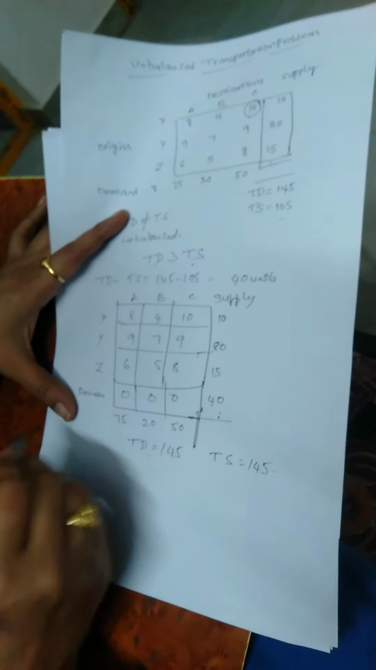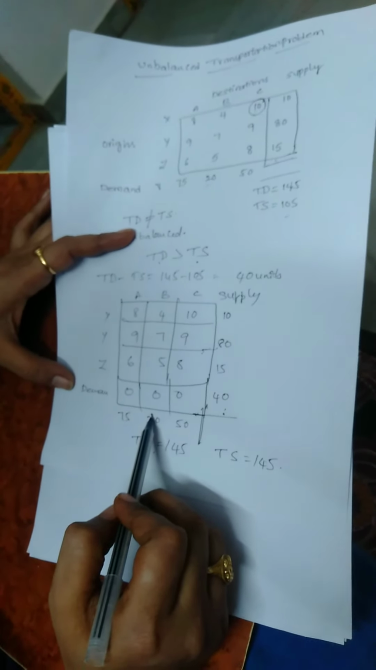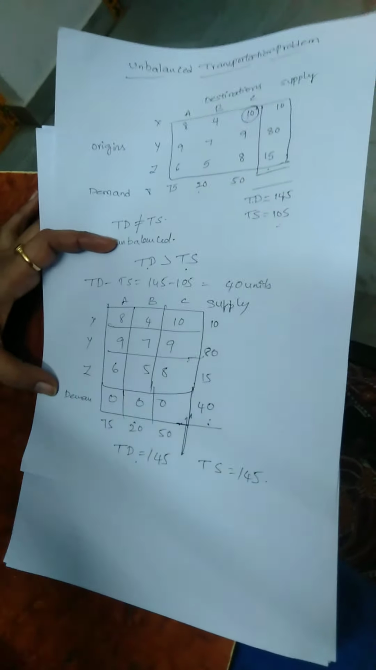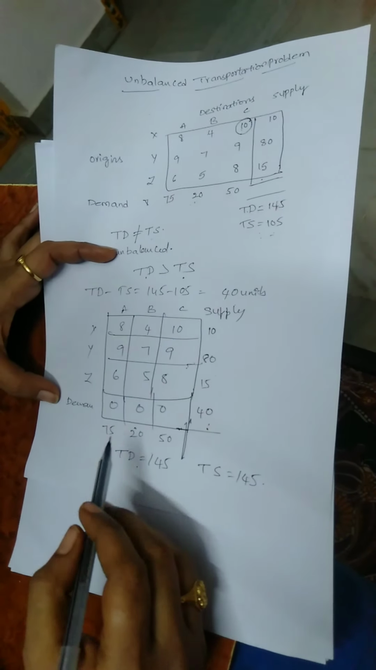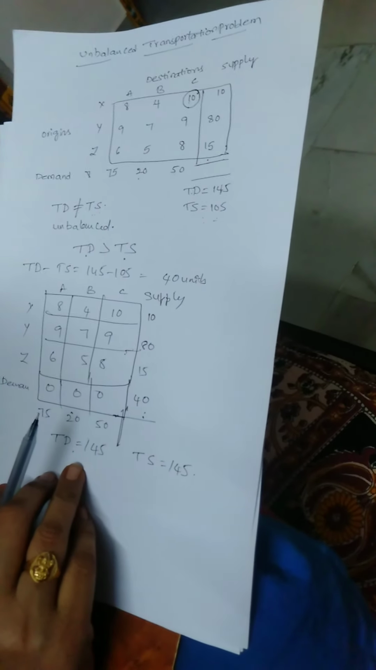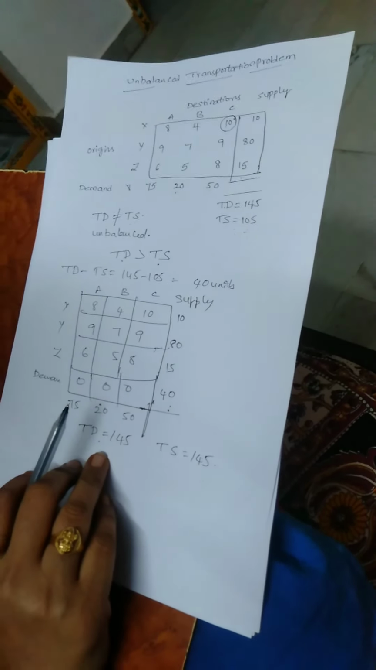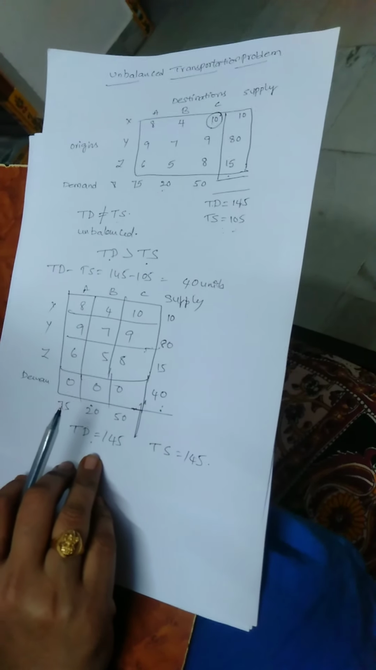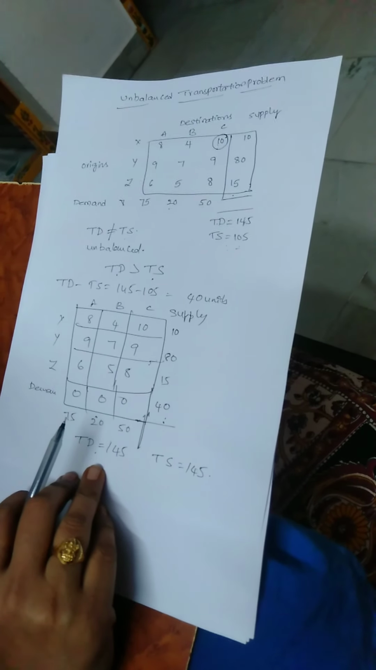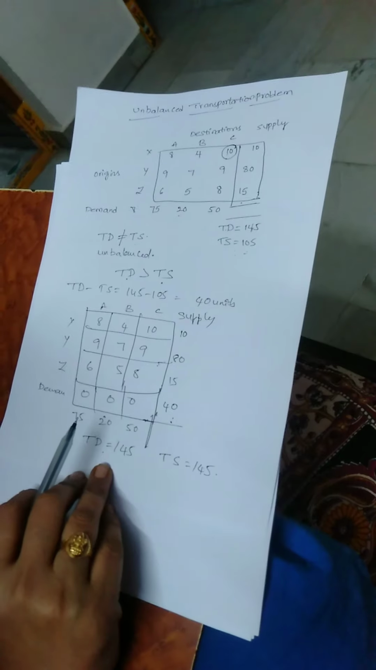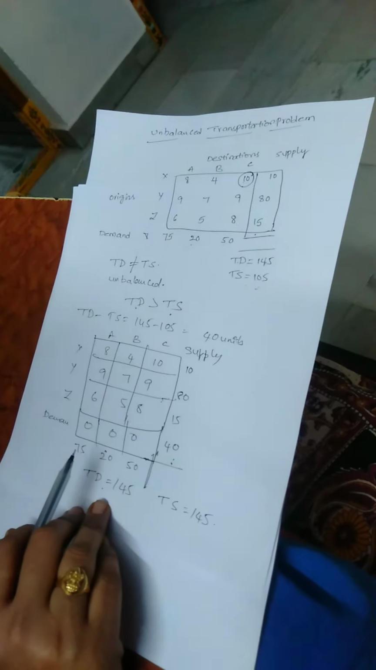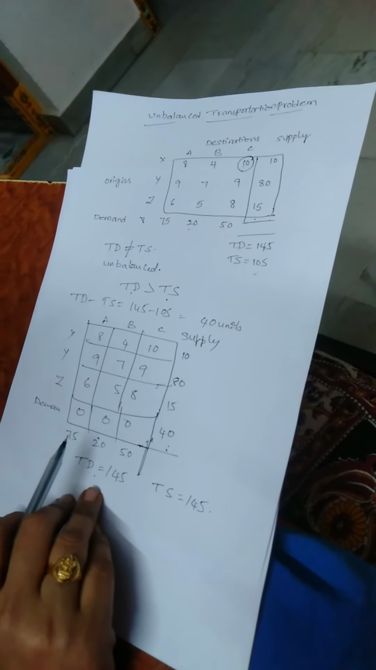Suppose total demand is less than total supply. For example, in this problem total demand is more, but in some other problem total demand may be less than total supply, then we have to add one column with 0 cost and the leftover units. So this way we can make an unbalanced transportation problem into a balanced one. It is the first requirement to solve the transportation problem. So while solving the transportation problem, it should always be a balanced one. It is the first condition.